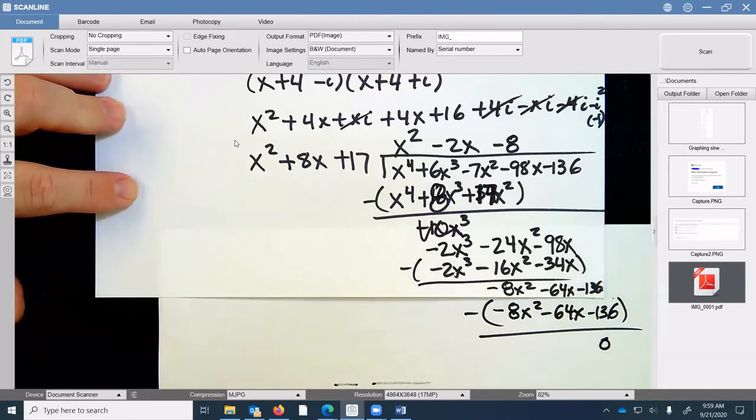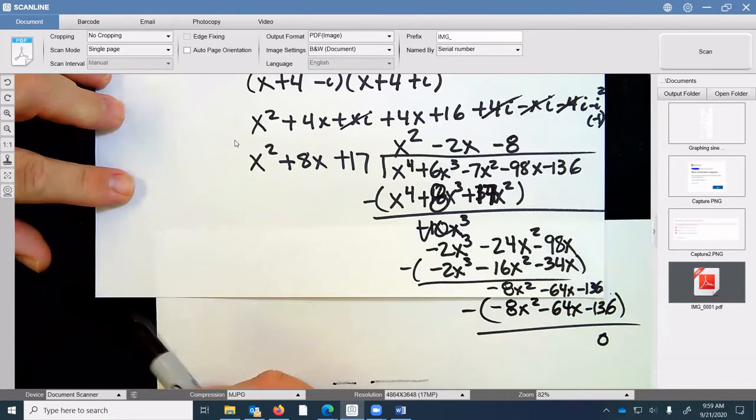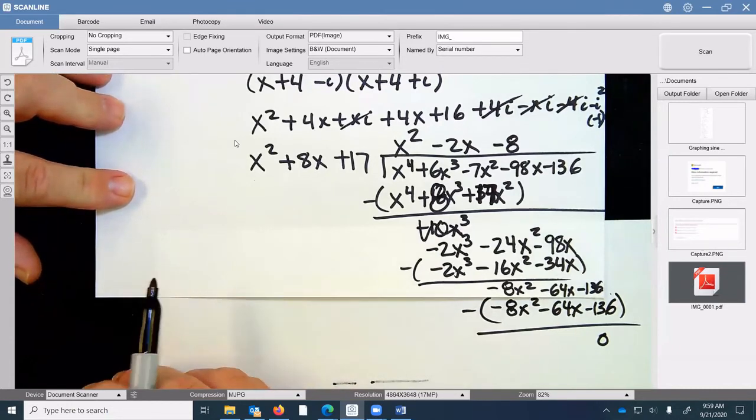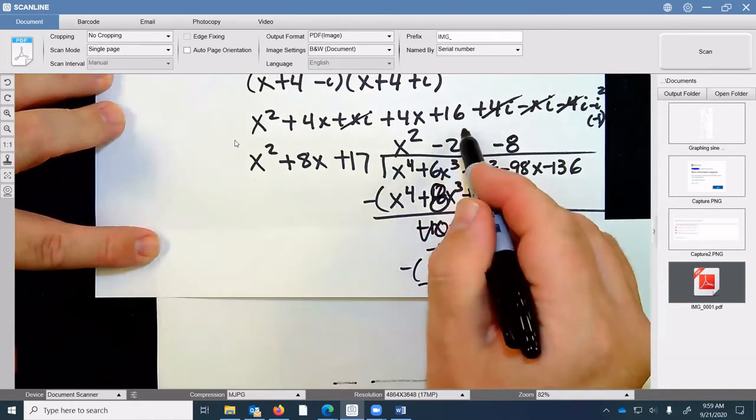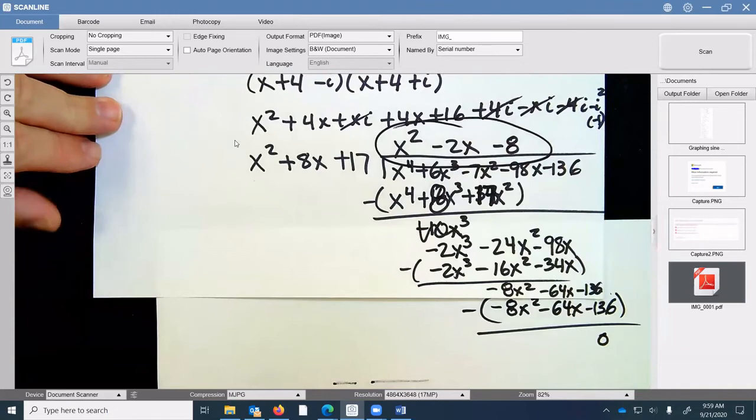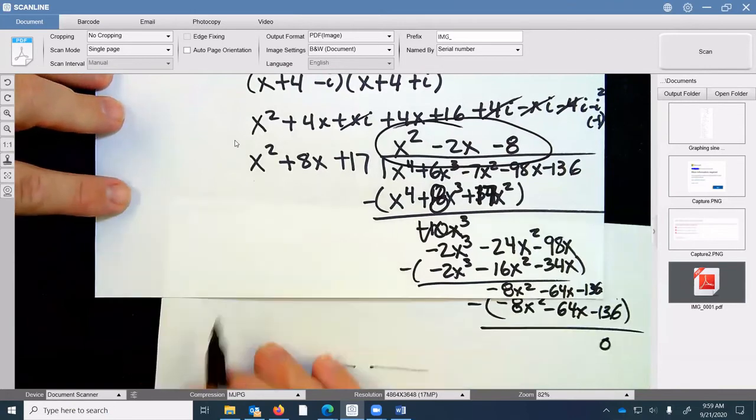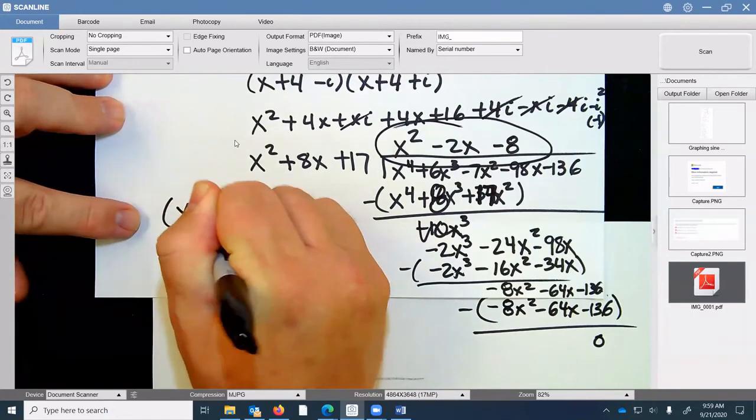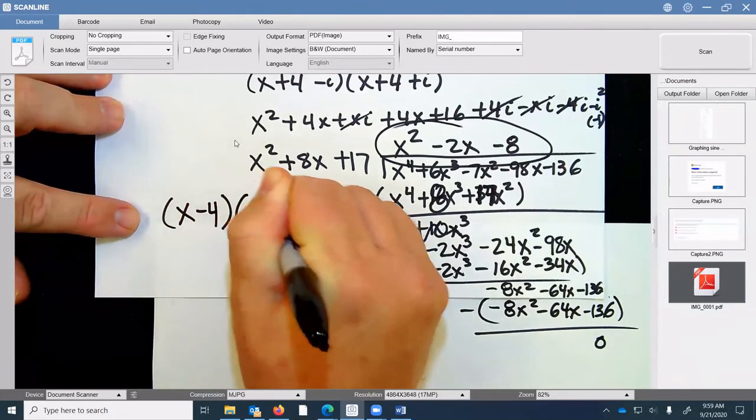So all I've done is I've factored out the two imaginary parts. I still have to find my other two zeros, but now I've got it reduced down to x squared minus 2x minus 8, which simplifies and factors very easily into x minus 4, x plus 2.